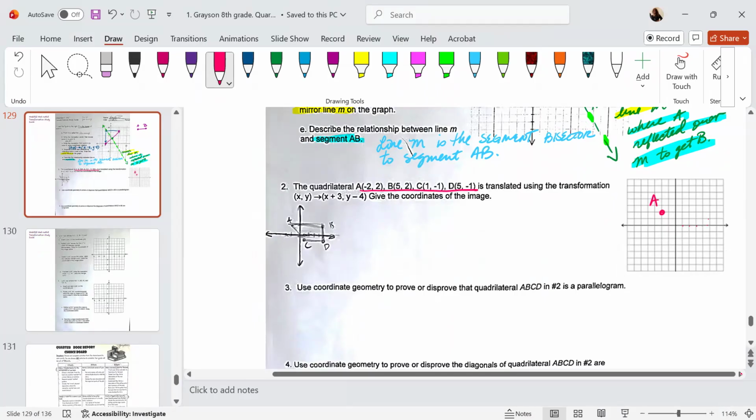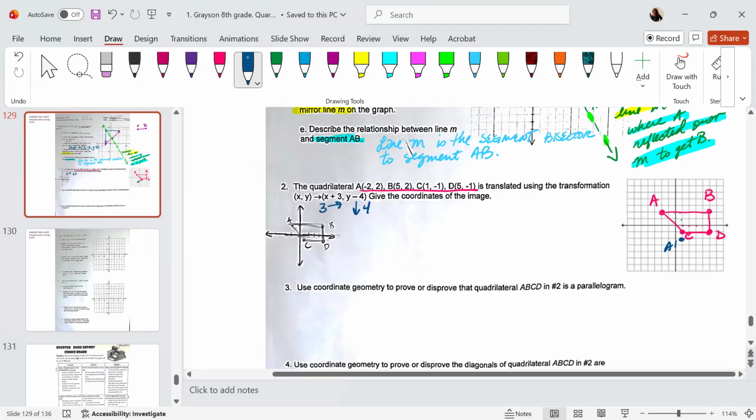Yes. 3, 4, 5, 1, 2. C, D is 1, 2, 3, 4, 5. So this kind of looks like a trapezoid, correct? Yeah. All right. Transform that. So you're going to go over to the right 3, correct? Down 4, correct? Yeah. 1, 2, 3, 1, 2, 3, 4. That's your A prime, correct?